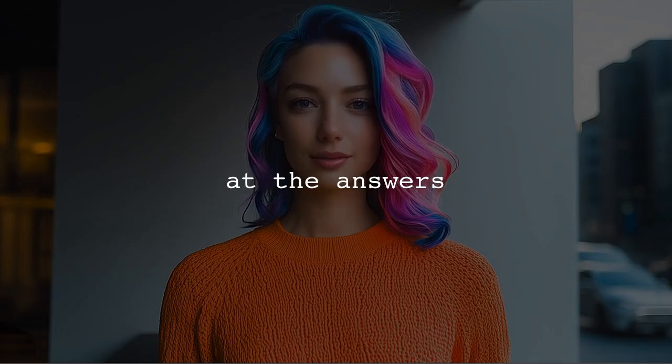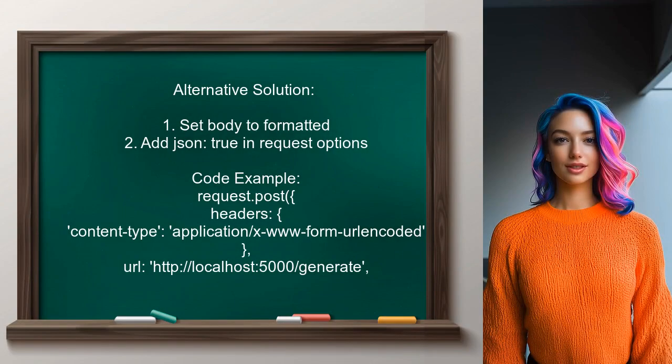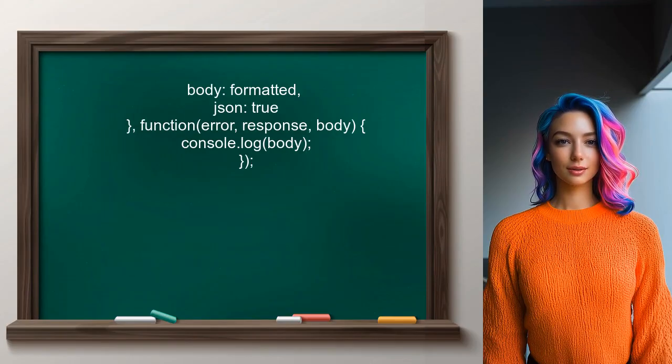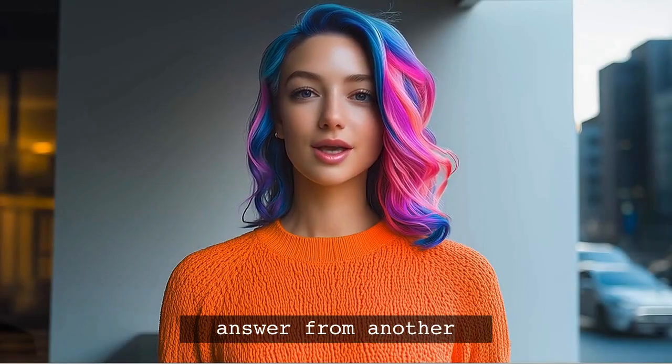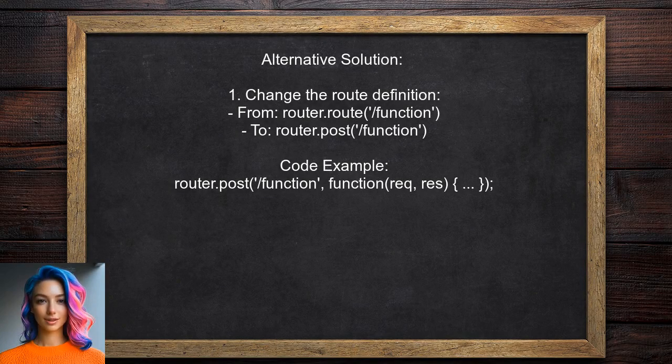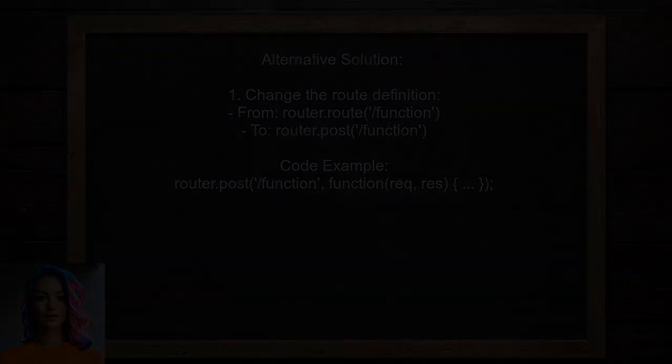Now let's look at the answers provided by other users. An alternative solution from another user suggests that the body of your request should be a buffer. They recommend adding the option json: true in your request configuration. Now, let's dive into a different answer from another user. An alternative solution suggests changing the way you define your route. Instead of using router.route, try using router.post directly for your post request.